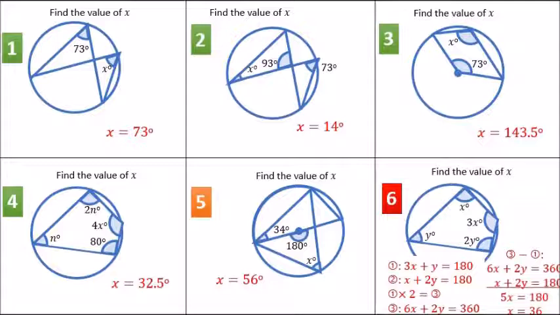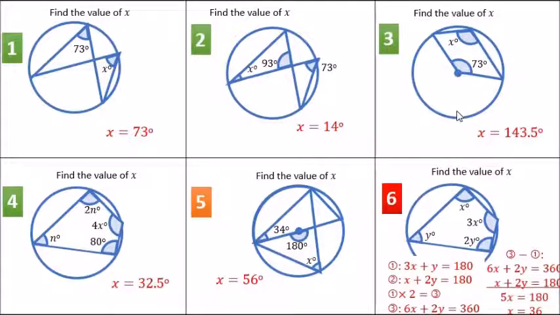So here are the answers to those 6 questions. For question 1, x is in the same segment as 73, so x is equal to 73. For question 2, the 73 here is in the same segment as this one, so that's 73. Then the angles in this triangle add up to 180, so x has to be 14.